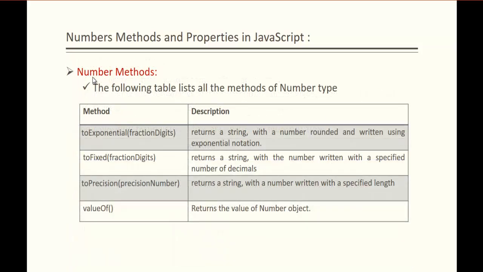We also have a few methods of number present here. These are not the only four methods of number, we have some more, but these are the basic ones I've taken here: toExponential, toFixed, toPrecision, valueOf. Let me go with the first one, toExponential. It returns a string, with a number rounded and written using exponential notation. Let me show you what it is.